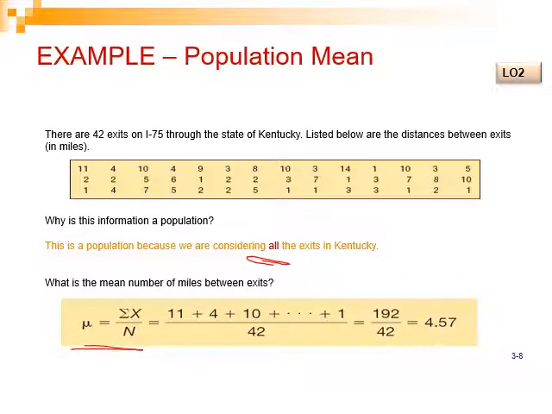Equal to mu. We refer to it as mu because it's a population mean: the sum of all x divided by capital N, which is equal to 42. Sum all values from 11, 4 plus 10 plus 4 plus 9 up to 2 plus 2 plus 1, and add them up in the numerator, divided by 42. That is the total population number, equal to 4.57, which is the value of the population mean.